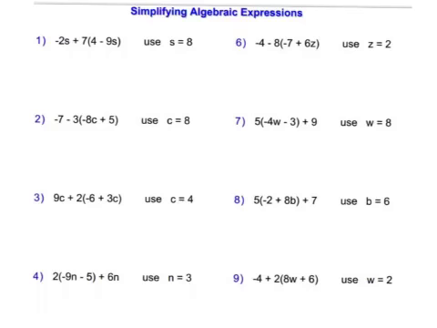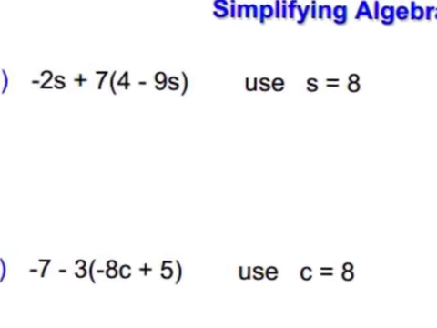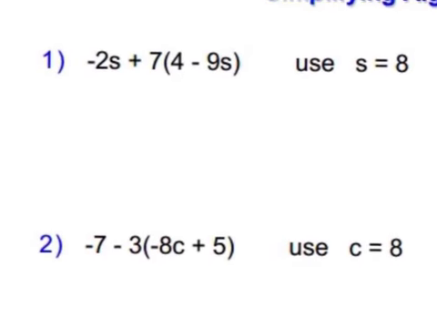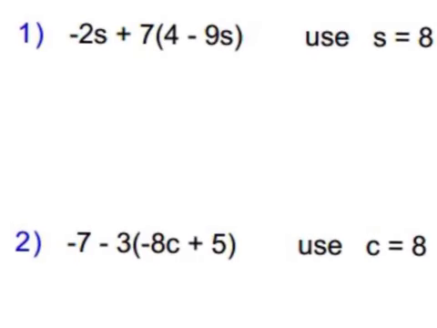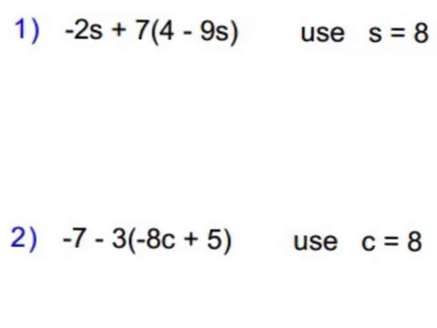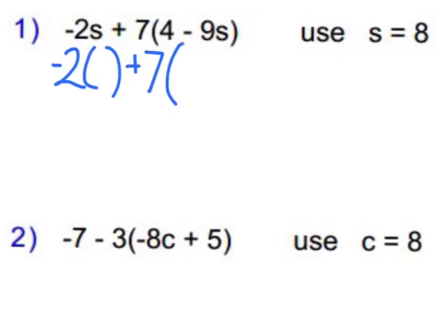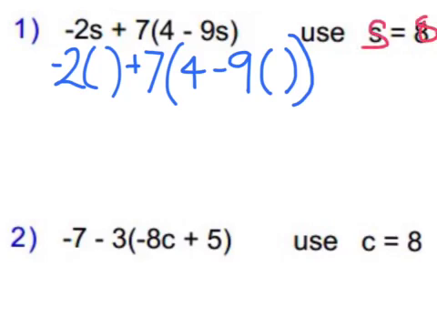So we're going to be still simplifying, but there's a little bit more to what we're doing. So like before, I'm going to rewrite the equation. And so I see that here, instead of s, we're going to substitute 8. So I'm going to rewrite negative 2, open parentheses, plus 7, open parentheses, 4 minus 9. Now, instead of s, I'm going to do open parentheses and then close parentheses. This s is equal to 8. So what I'm going to do is throw an 8 right in there and an 8 right in there.